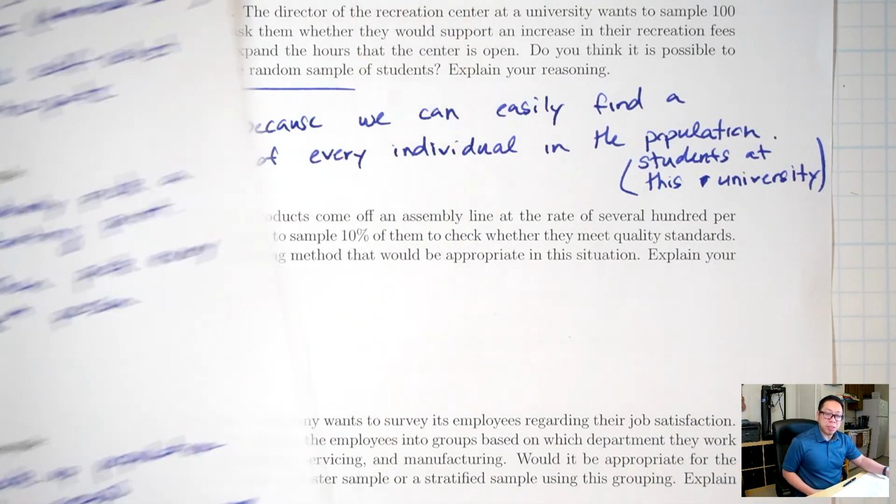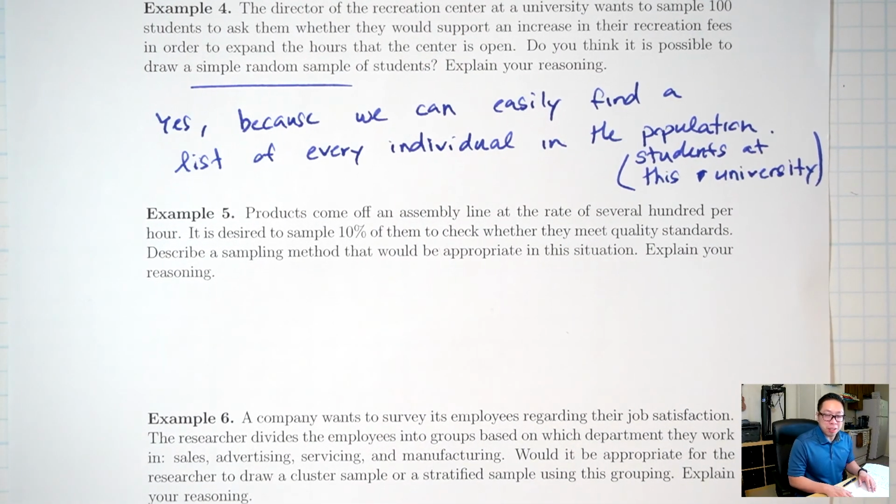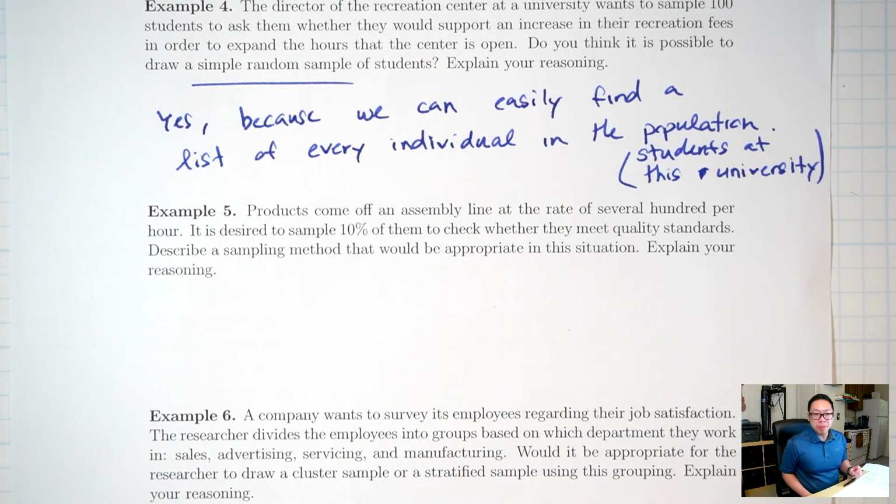So I would probably say what I would do in this situation is pick a starting point and then check every 10th one or every 20th one. And so that would describe a systematic sample.